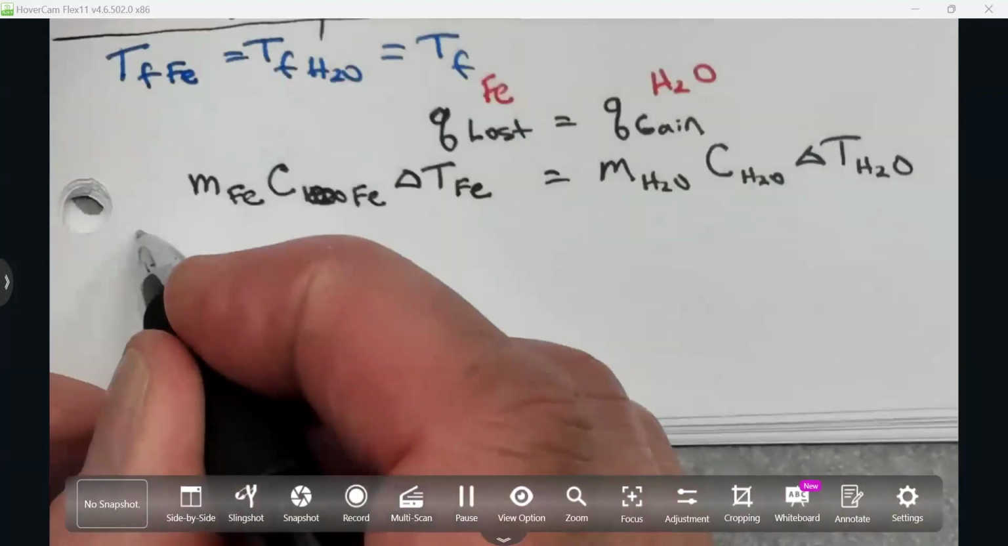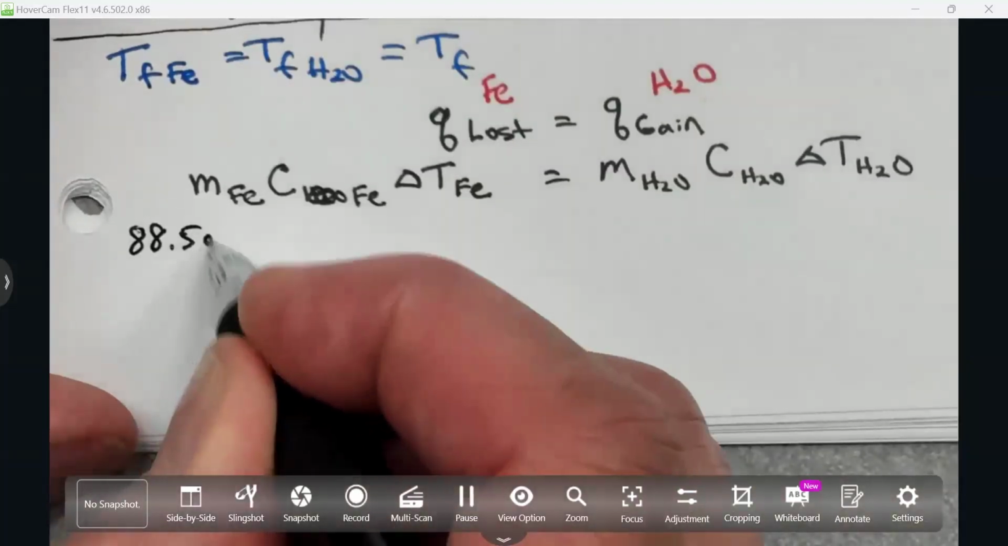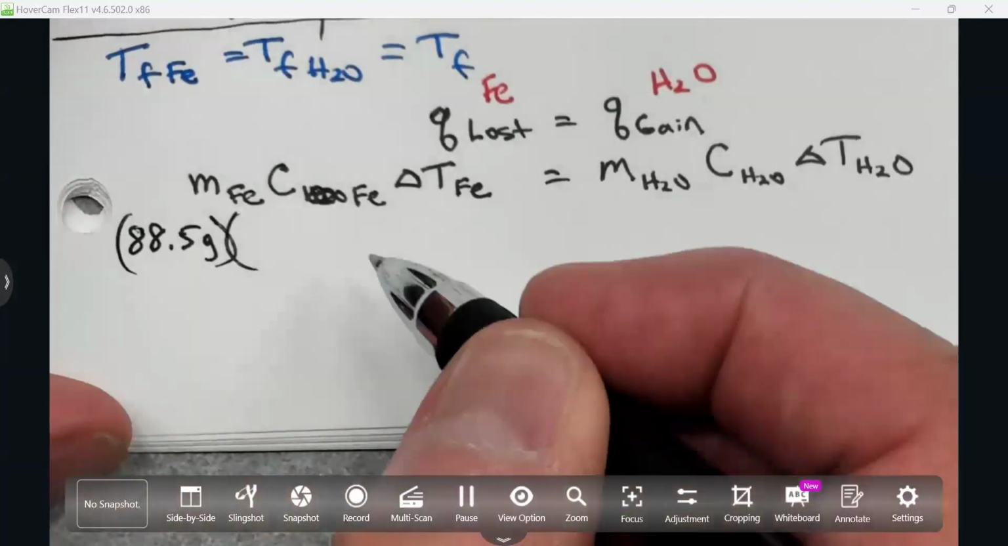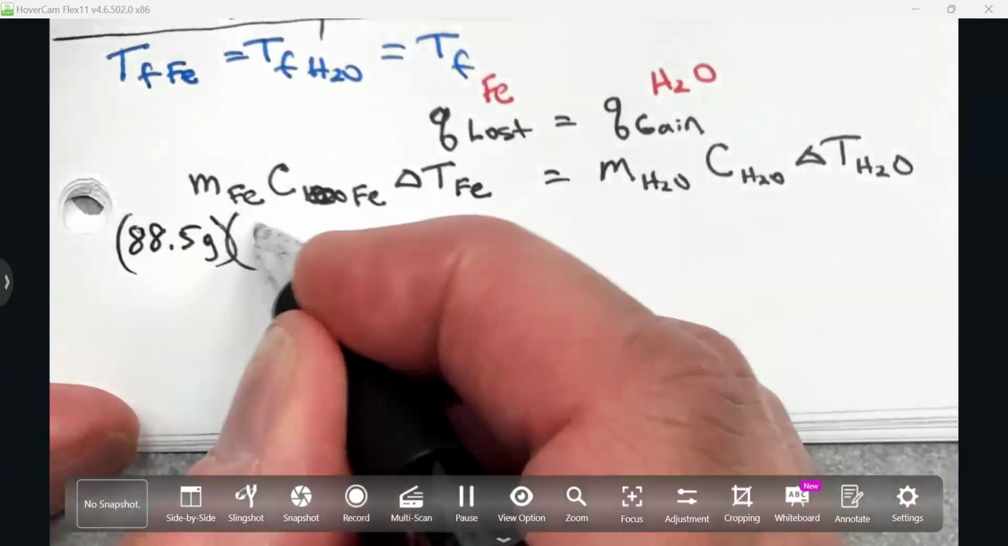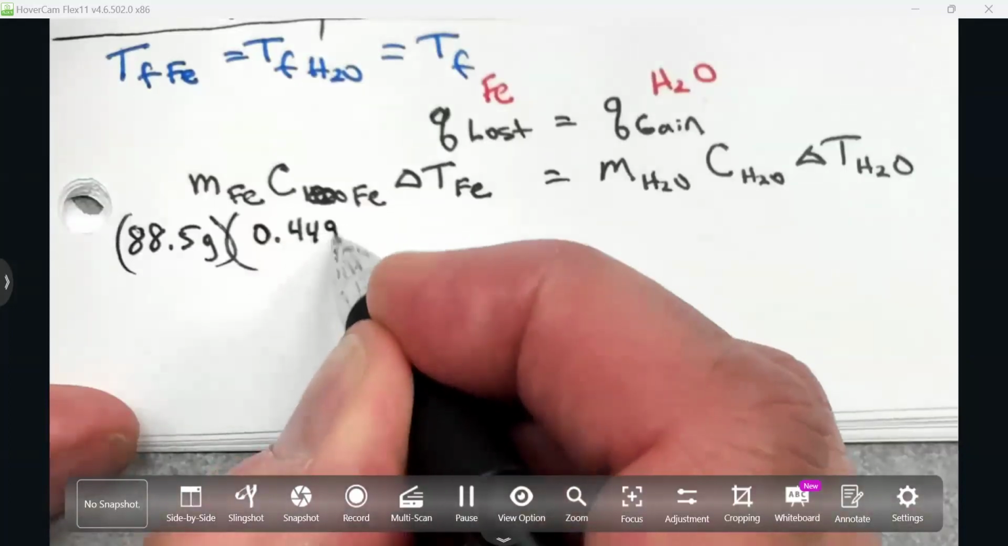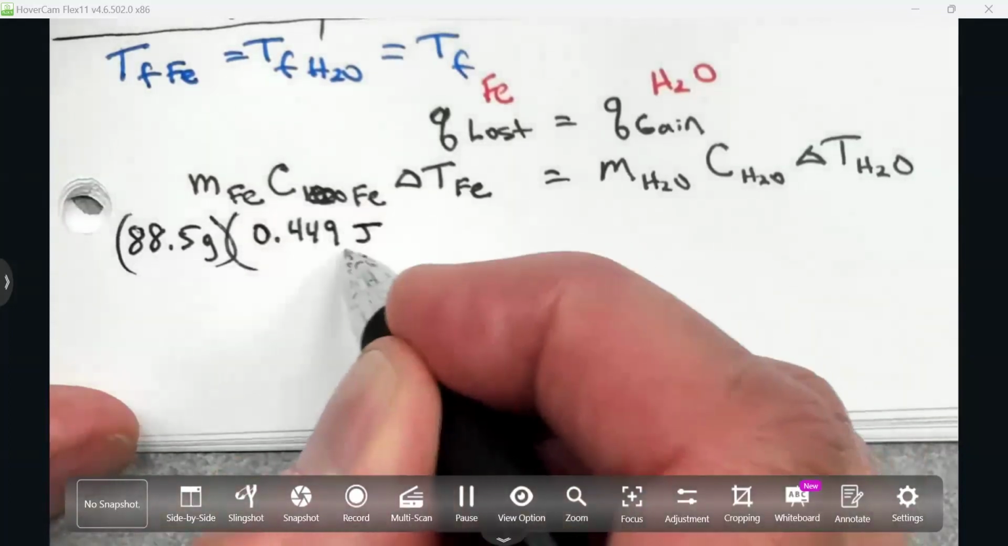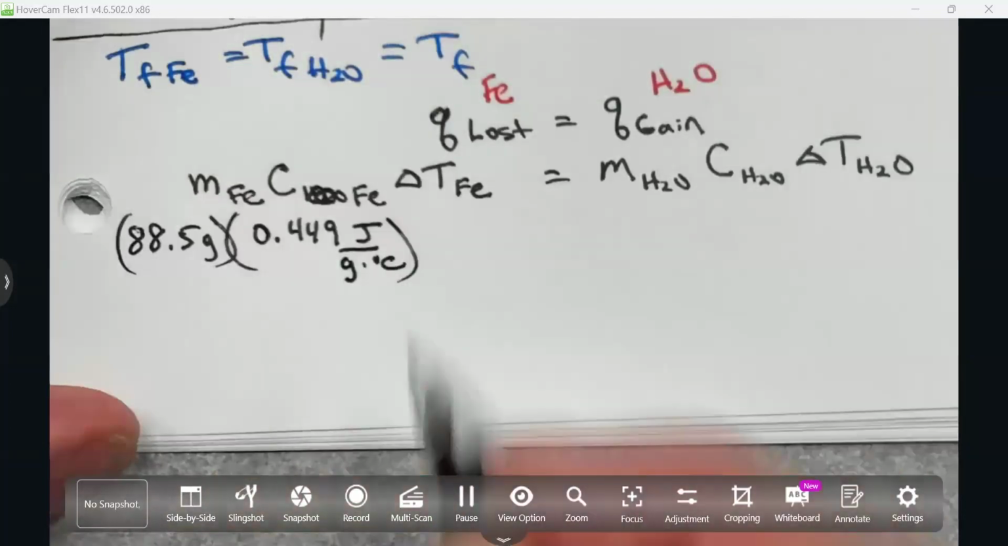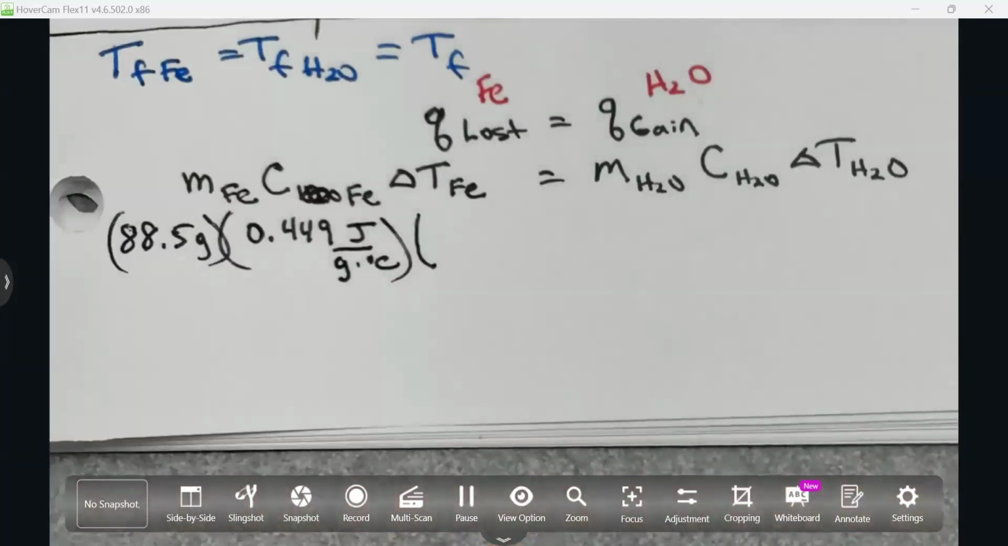All right, I'm going to start plugging this in, but don't get ahead of me now. So we've got 88.5 grams of iron. My specific heat of iron, 0.449. Now I'm going to take a time out right there. The trick to this, to do Q loss equals Q gain then, is to make your temperature change quantity a positive value.